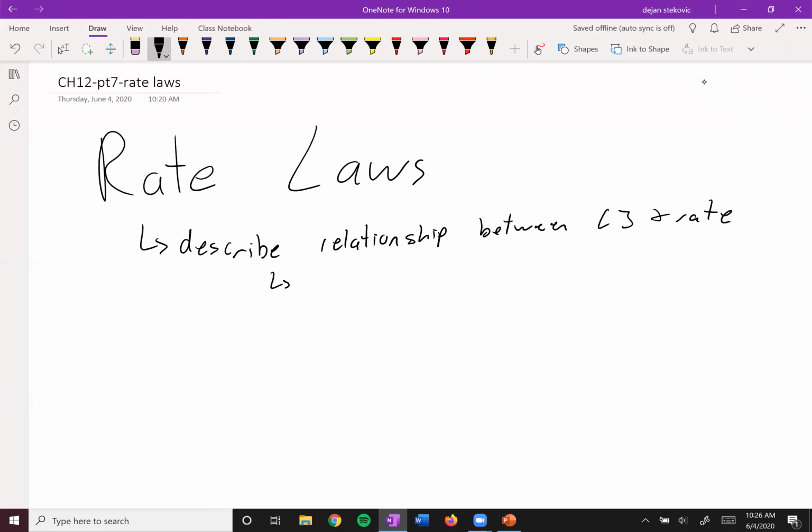So for example, what I mean by this is if I double the amount of A, say A is a reactant, what happens to the rate? Does the rate double? Does it not increase? Does it decrease? Does it quadruple? What does it do?